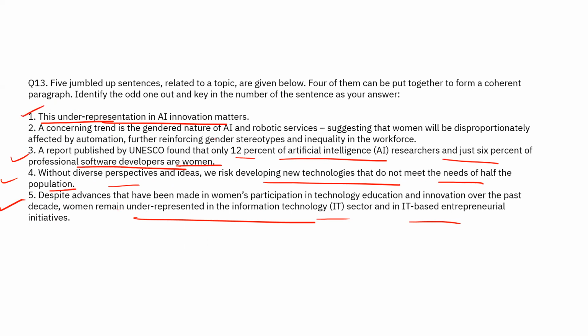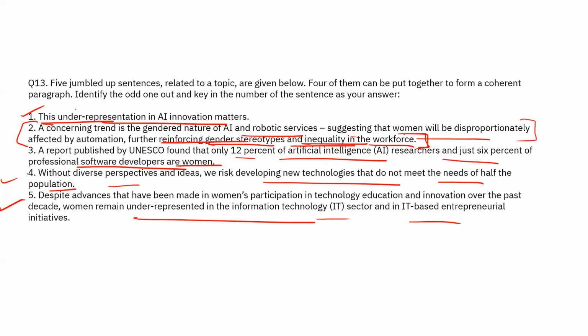What about the second? Concerning trend is the gendered nature of AI in robotic service, suggesting women will be disproportionately affected by automation, further reinforcing gender stereotypes and inequality. Now, this is a different thought. Though you can say in some way it is connected, it is not really connected directly to these four sentences, because these four sentences talk about the underrepresentation of women in the technology sector, especially AI. Whereas this particular trend is how that will reinforce gender stereotyping and inequality in the workforce. So this is a different thought altogether, right?